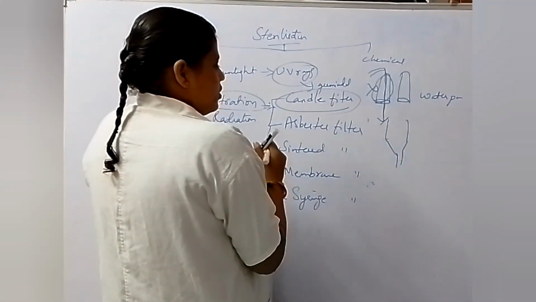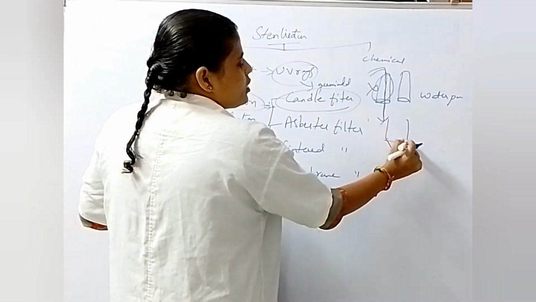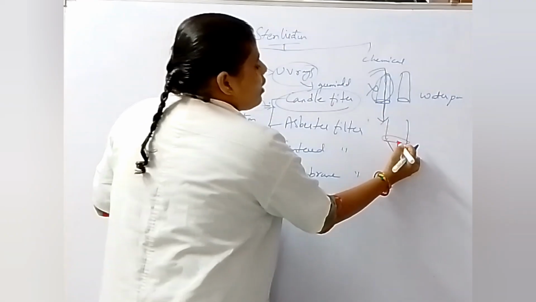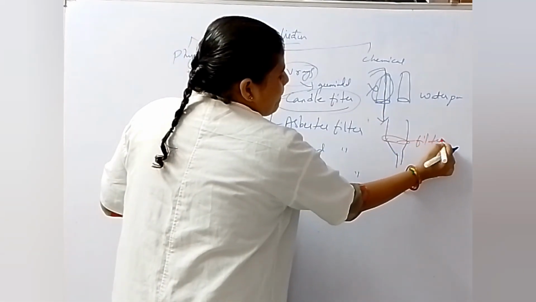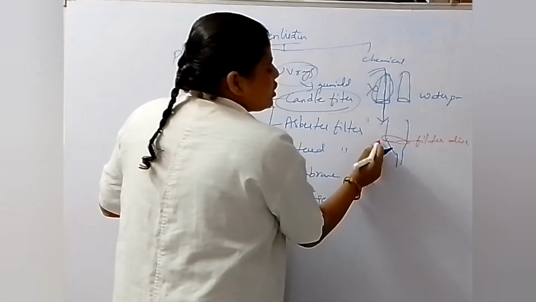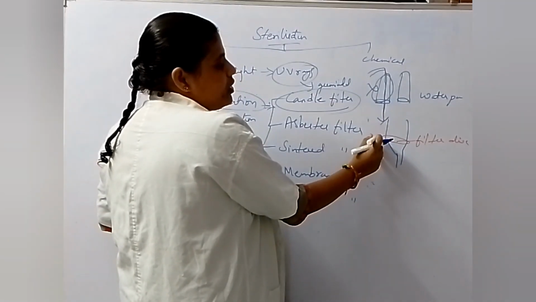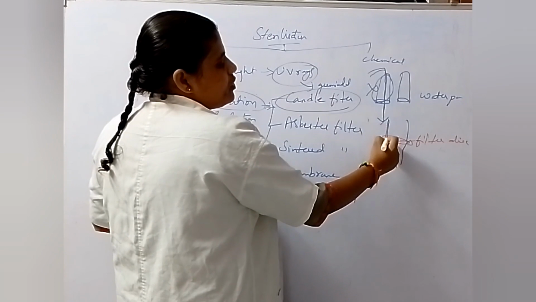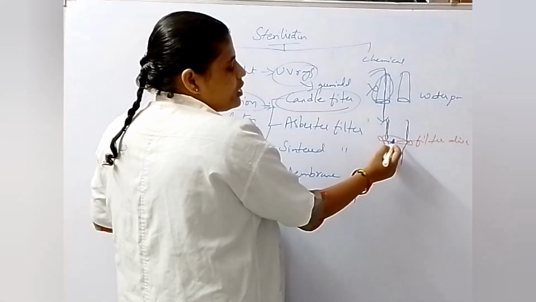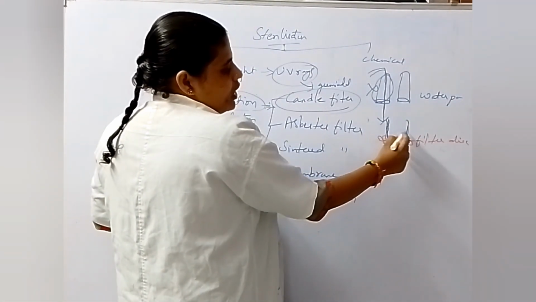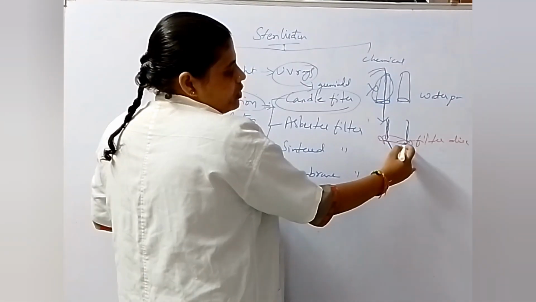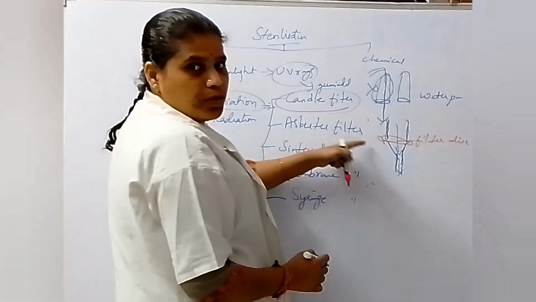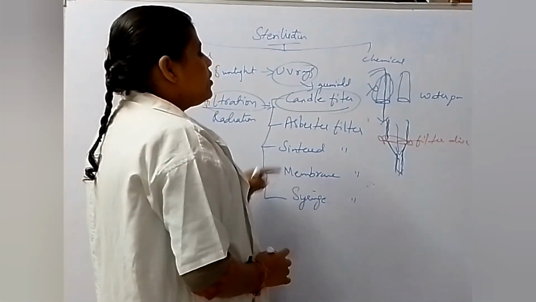Asbestos filter: here we have an asbestos filter which is made of pure asbestos. Here we have a filter disc. This filter disc is attached by a metal rod, and the upper jar is again fitted to a vacuum flask, by which we get the purified solution.